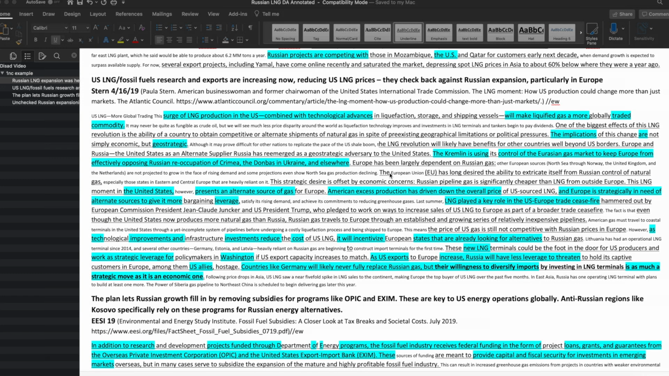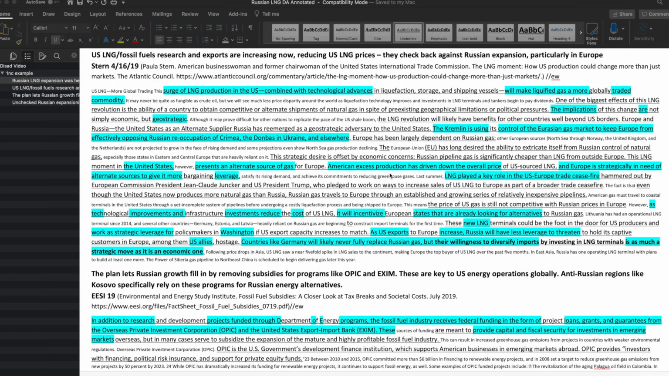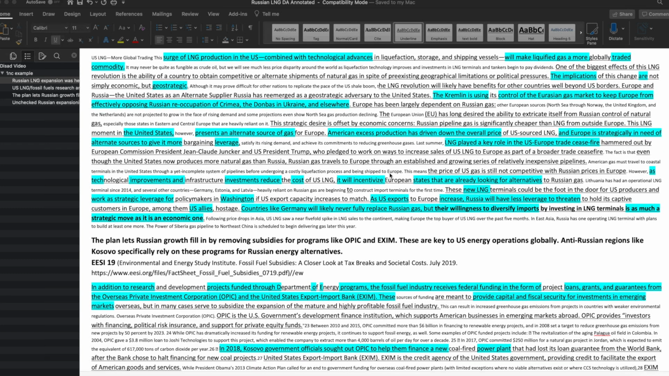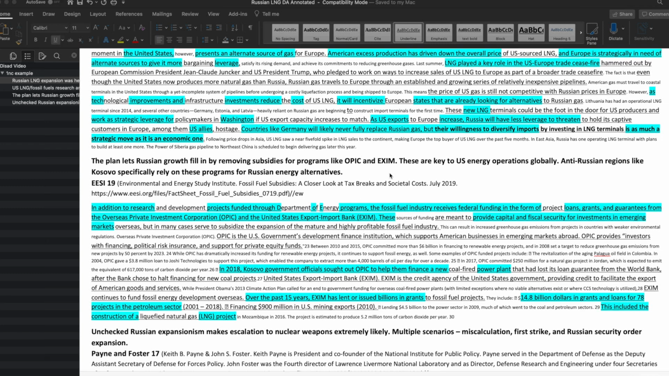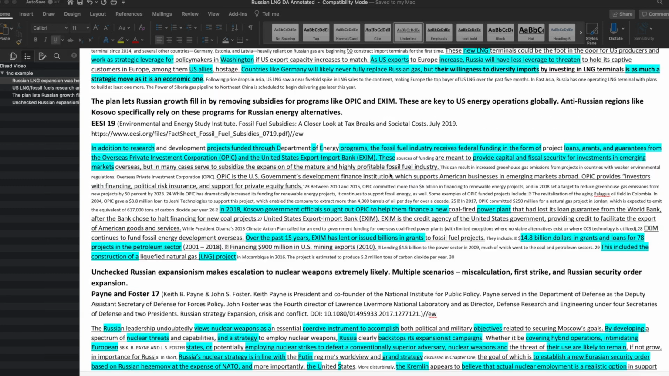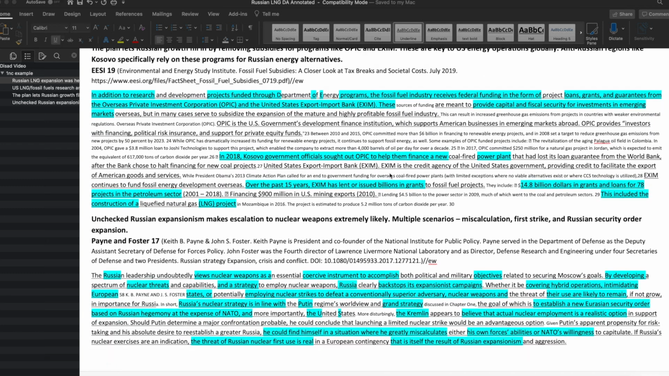The EESI and Stern cards are a mix of uniqueness, link, and internal link because it implies that without these programs, European and Eastern Bloc countries would be reliant on Russian gas, giving Russia the opportunity to exert more control. Lastly, Payne and Foster impacts it out by saying that Russian expansionism will result in an increased likelihood of nuclear war. When going for a disad, remember that you are telling a story at the end of the day.